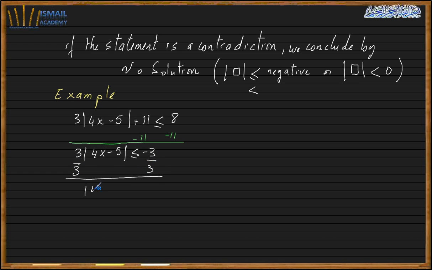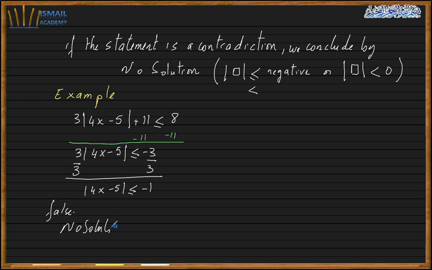Then you get the absolute value of 4x minus 5 is less than or equal to minus 1. You see, this is false. Why? Because this means that this statement is negative and absolute value is always positive. So I just say this is false. So no solution.